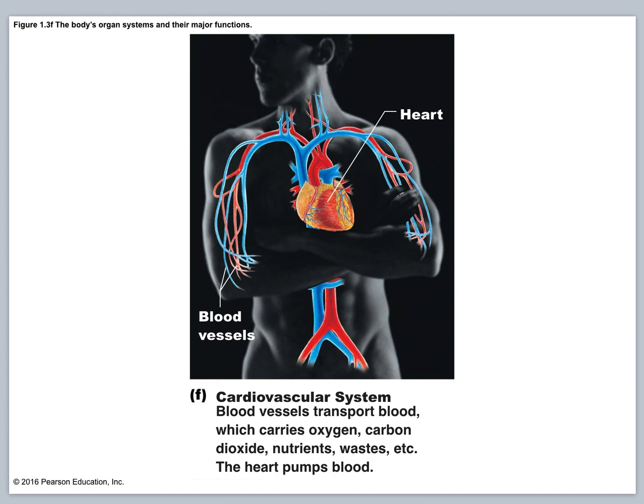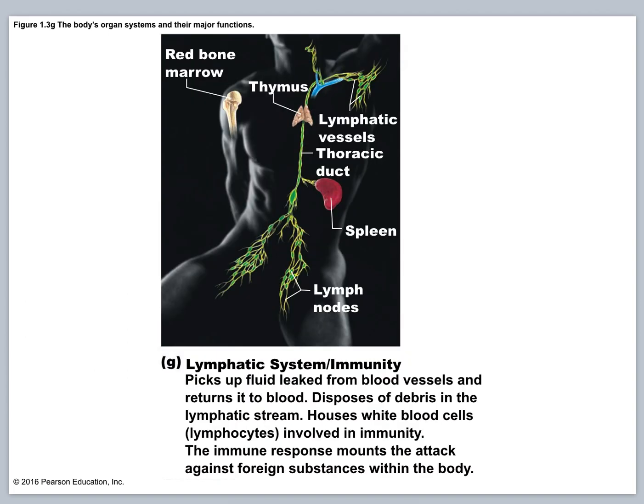The cardiovascular system transports blood, carrying oxygen and carbon dioxide, nutrients and waste throughout the body. The heart is there to pump the blood throughout the body. The lymphatic system and immune system is there to provide attacks against foreign substances that want to invade the body, such as viruses or bacteria. And the lymphatic system provides a place where our own white blood cells can fight off infection.